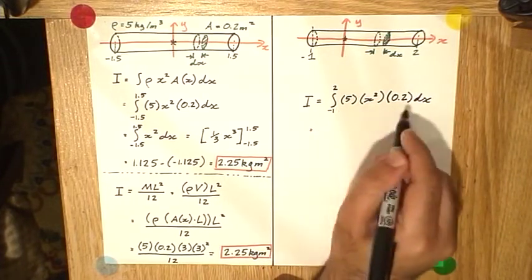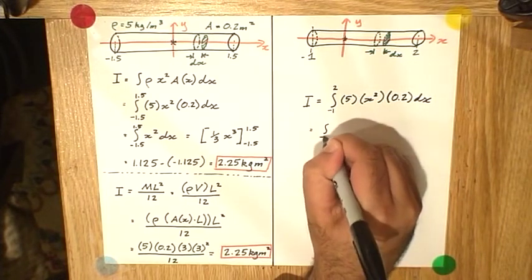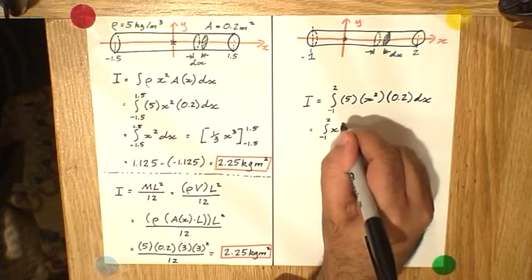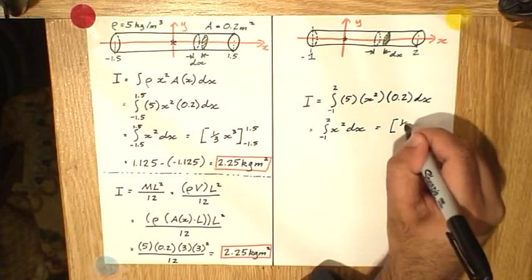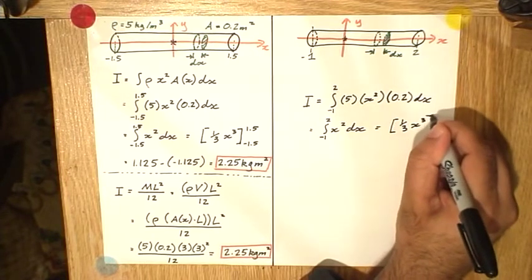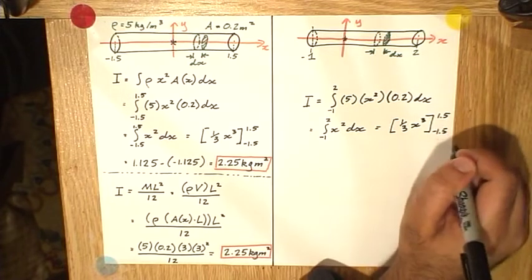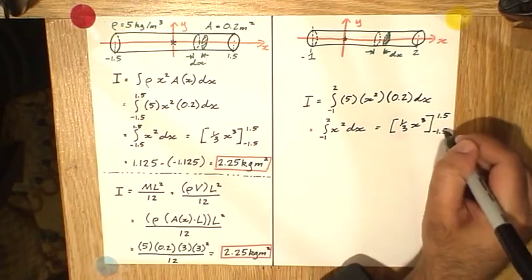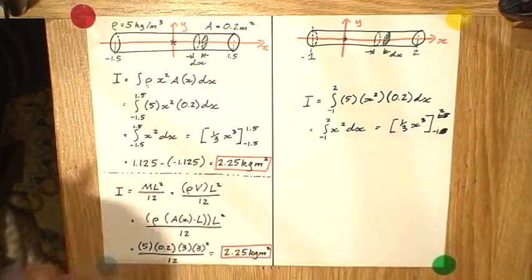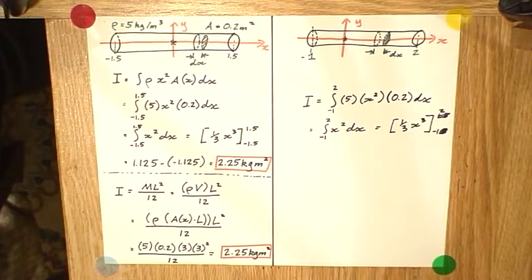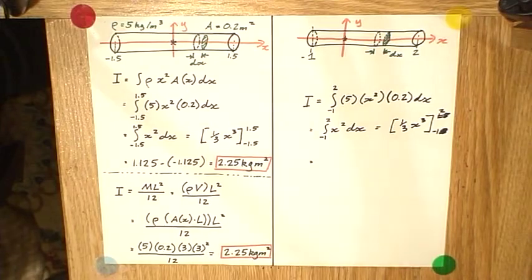So that's going to work out to 5 times 0.2, that cancels out, and that leaves us with the integral from negative 1 to 2 of x squared dx, which works out to, again, 1/3 x cubed, ranging from negative 1.5 to positive 1.5. Sorry, this ranges from negative 1 to positive 2. Now, let's go ahead and solve for what that would be.